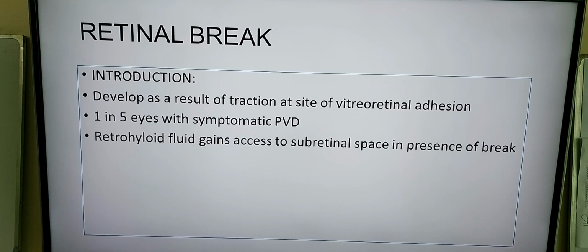Starting with the retinal break: it develops as a result of traction at the site of vitreoretinal adhesion. It occurs in 1 in 5 eyes with symptomatic PVD. The retrohyaloid fluid gains access to the subretinal space in the presence of a break.